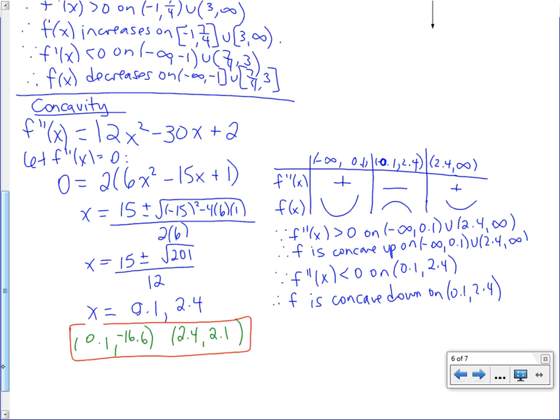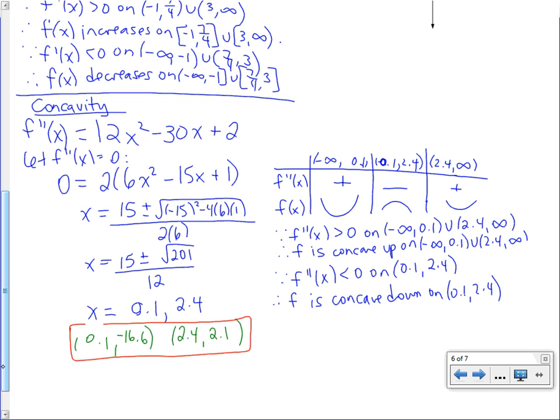So we have 2 points of inflection, 3 critical points that are corresponding local mins and maxes, and we have the 1 y-intercept. There's other intercepts, we just didn't find them, so now let's start putting it all together.